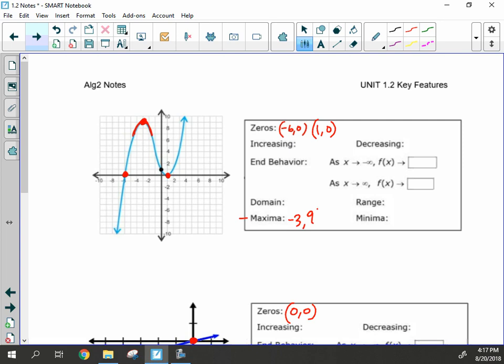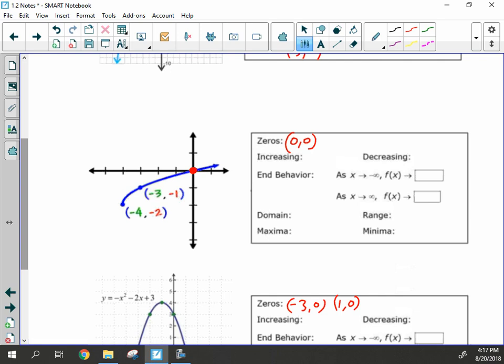This graph does not have a maximum because it doesn't have a bump where it goes up and back down. So there is no maximum. So this we say does not exist. And we just put D in.